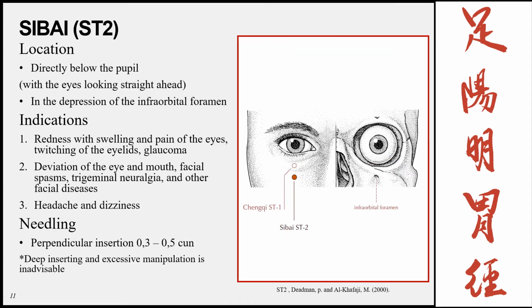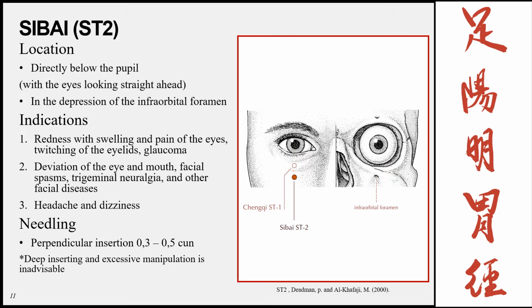The next point is Si Bai, stomach 2. So this point is also located directly below the pupil. So once again, you're going to ask the patient to look straight ahead. And then we're going to go directly below the pupil, past stomach 1, and stomach 2 is in the depression of the infraorbital foramen. So if you see the right portion of this image over here, once again, the infraorbital foramen is a hole just below the infraorbital ridge over here. And this hole can be palpated when palpating in this region. So what you would do is you'd first locate the infraorbital foramen by palpation, and then you could needle into this point.